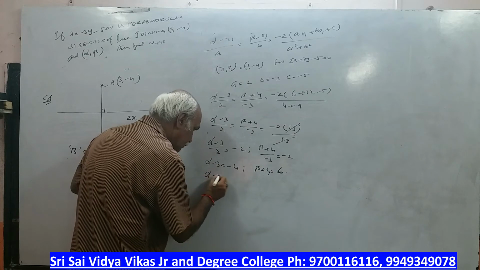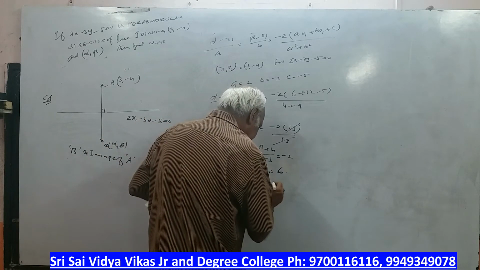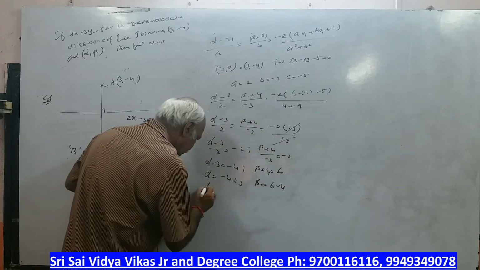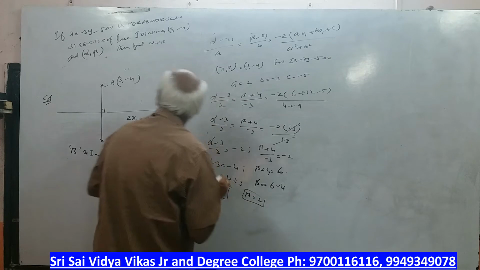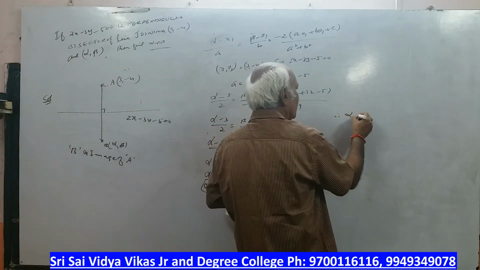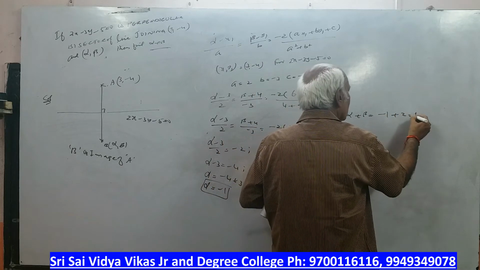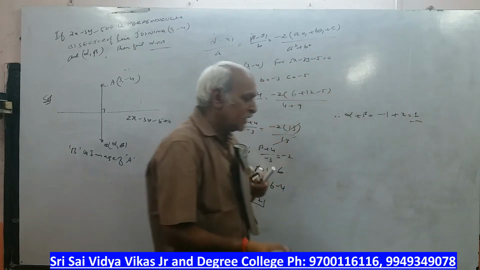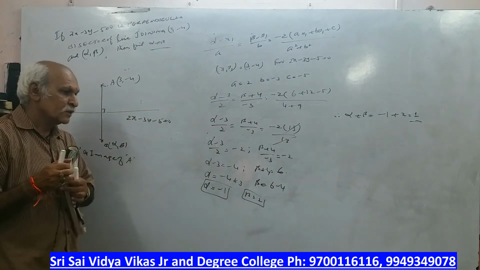So alpha is equal to minus 4 plus 3, beta is equal to 6 minus 4. So alpha is equal to minus 1, beta is equal to 2. Now what is the question asking? Alpha plus beta. What is the alpha value? Minus 1, beta value 2. Is the answer. Here it is an indirect way of giving the formula. Okay, please note this.